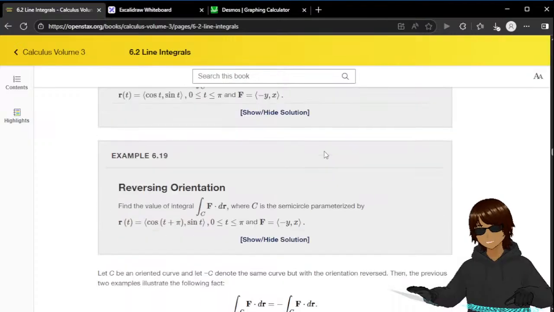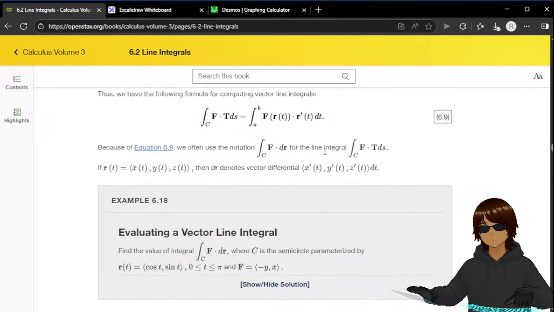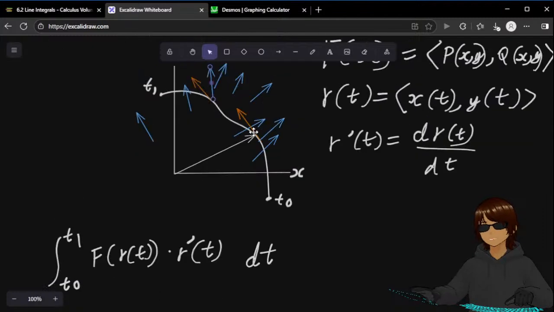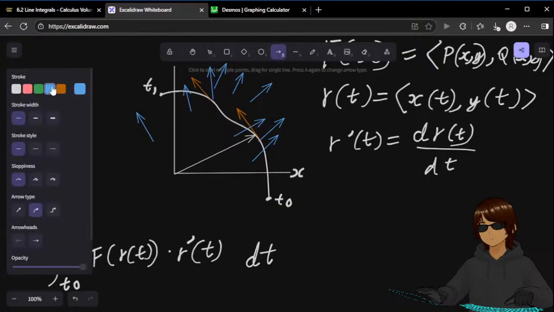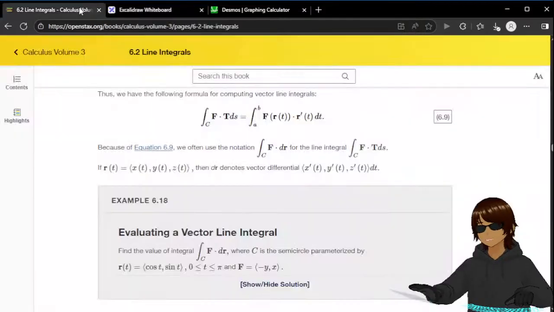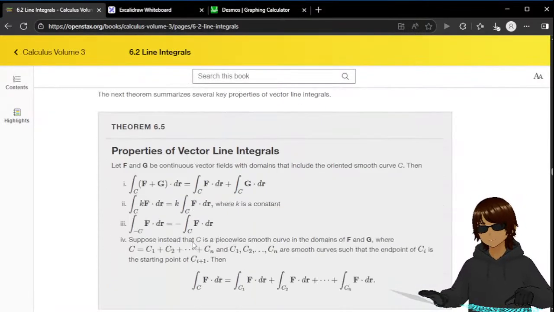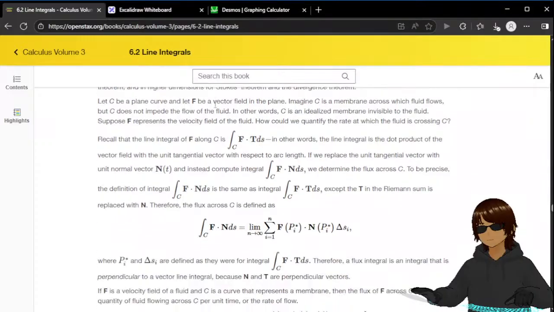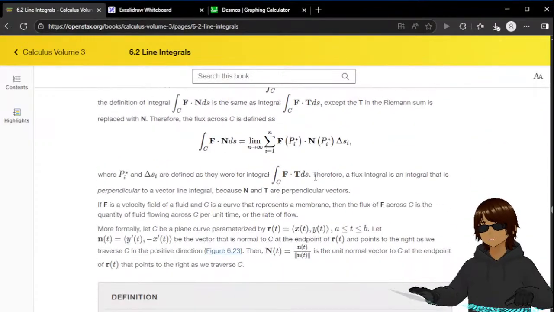Those are the two main topics I learned in this chapter. And there was another one called flux over a curve, when instead of the tangent, you're doing the dot product with the normal vector. So the vector field times the normal vector for all of these points. I think they call it the flux. Yeah, the flux over a line curve.